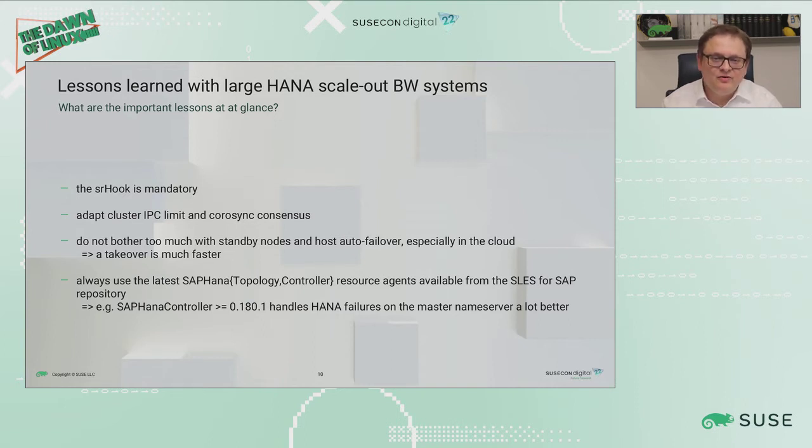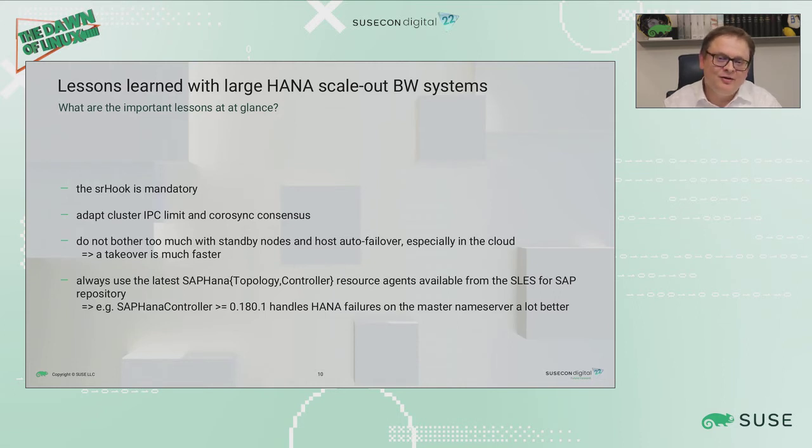As far as, once again, the srHook is concerned, it's absolutely mandatory to use it. There is no way around it, because simply depending on the resource agents to determine the system replication state is simply not enough. You need the way from HANA towards the cluster to make HANA more or less write a service, a system replication state change into the cluster right away. There is absolutely no way around that.